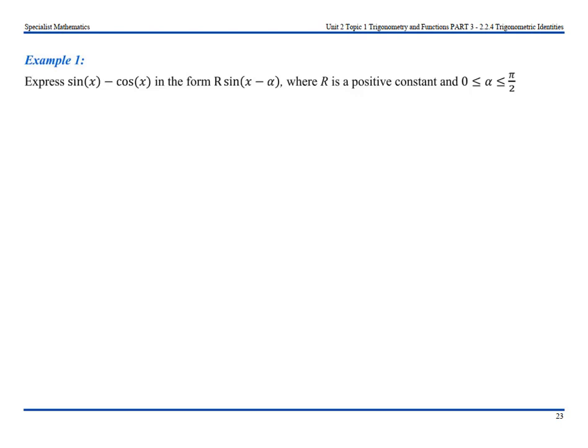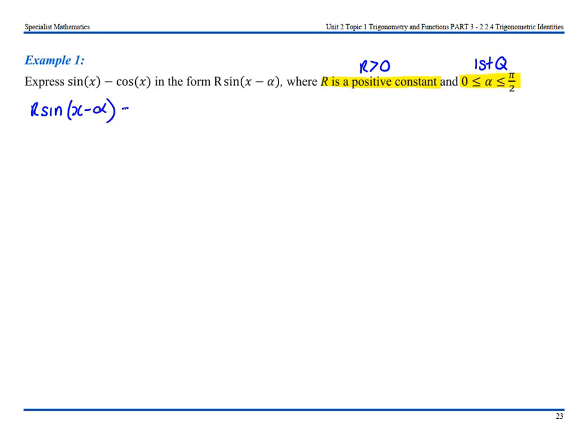So look at the first one. Express sine of x minus cos of x in the form r sine (x minus alpha), where r is a positive constant. So that means that r is greater than 0, and also that 0 is less than or equal to alpha, which is less than or equal to pi on 2. So that means I am in my first quadrant. Okay, so we need it in the form of r sine of (x minus alpha).